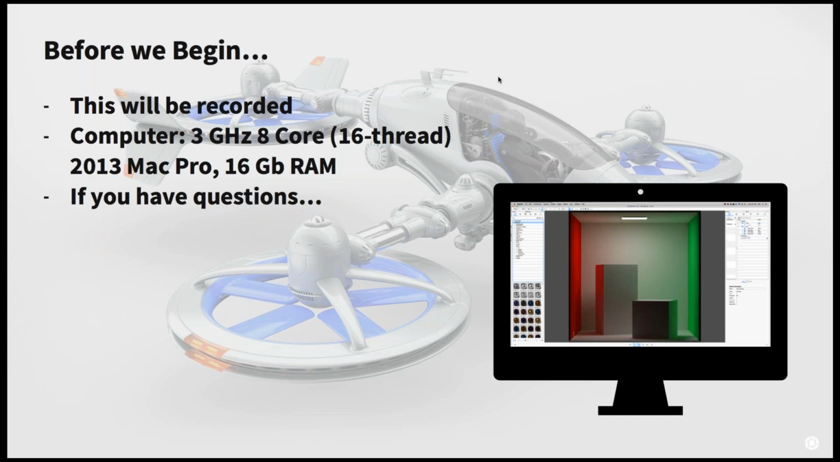The computer that we're working on today is a 3 gigahertz, 8 core, 16 thread, 2013 Mac Pro, and it's got 16 gigabytes of RAM. So this is not by any means a crazy machine. This is a fairly typical machine that a creator might have.